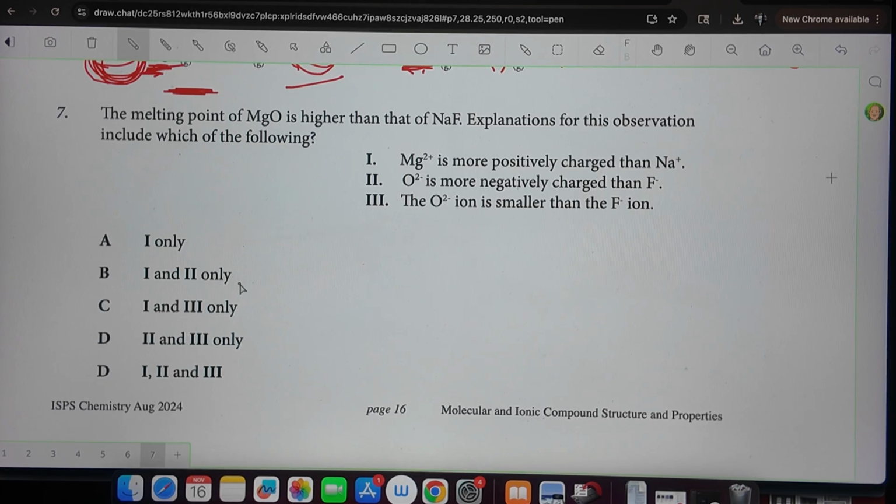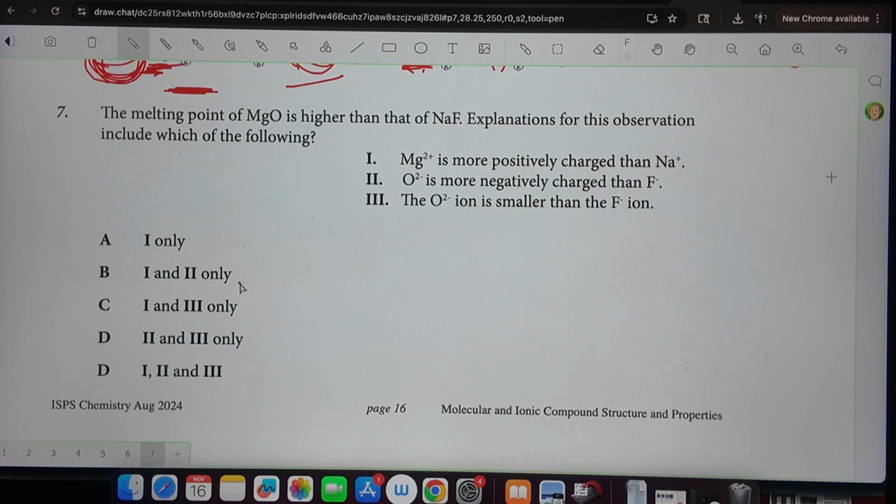Okay, so the melting point of MgO is higher than NaF. Explanations for this observation include which of the following? Is Mg2+ more positively charged than Na+? Yeah, it's much more positive, right? And so, okay, let's keep reading. O2- is more negatively charged than F-, and O2- ion is smaller than F-.